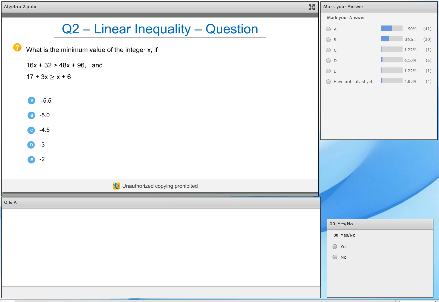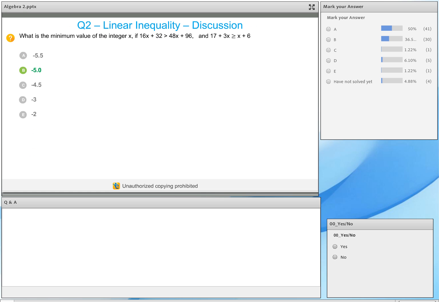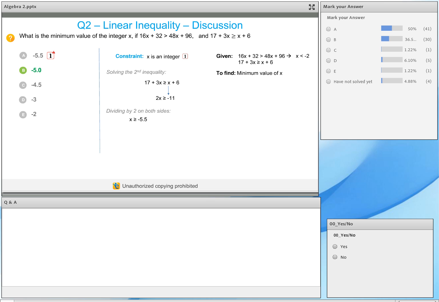I'll say one thing, that 86% of the class was able to solve the inequalities part of this question. No problems at all. You were able to get to the solution, and let me show you. From the first inequality, we get that x is less than minus 2. Most of you were able to get to this part over here, that x is greater than or equal to minus 5.5 and x is less than minus 2.